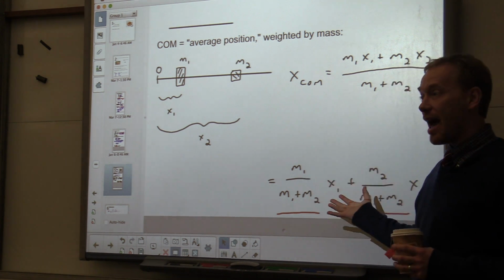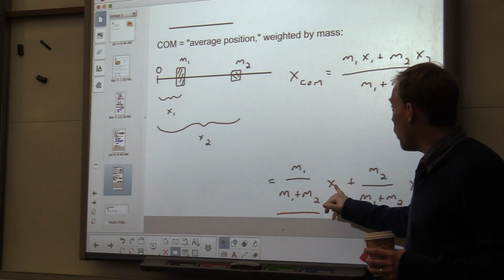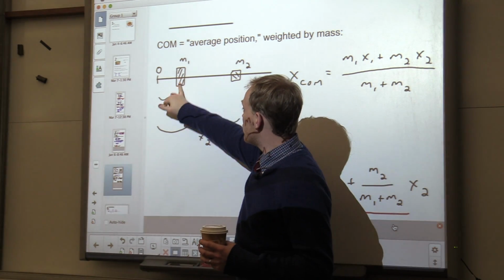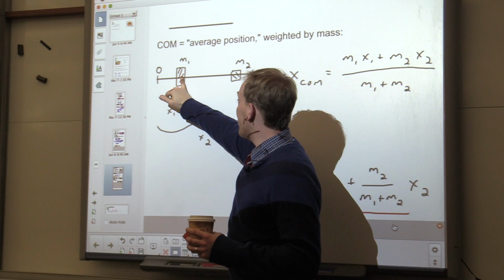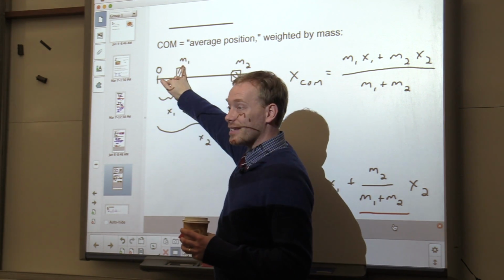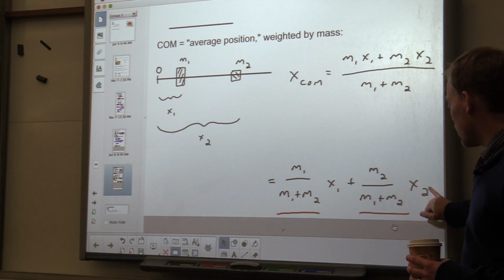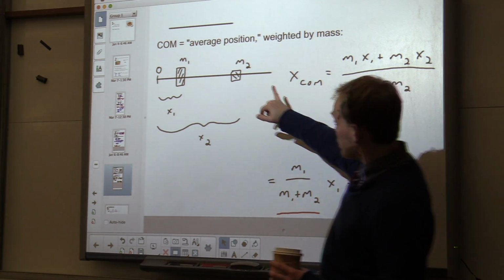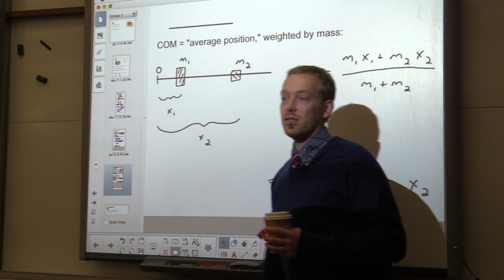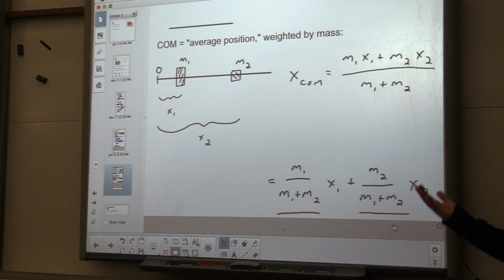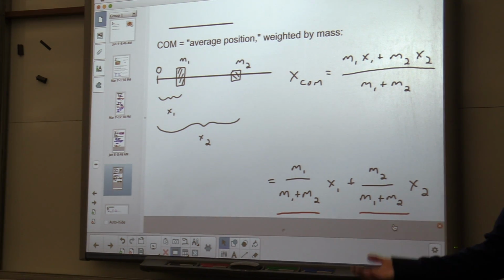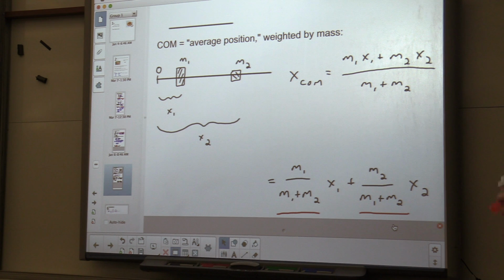This is a weighted average of position. What weight is accorded to this position? Well, it's the fraction of the total mass at that position. And what weight is accorded to this position? Well, it's the fraction of total mass at that position. A center of mass is the average position, but it's a weighted average by mass.